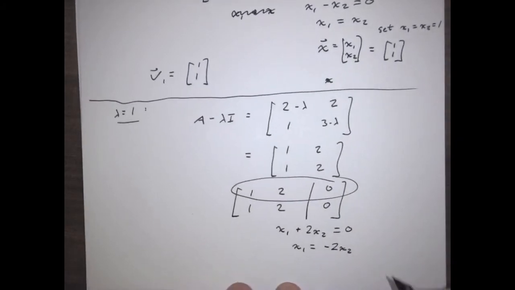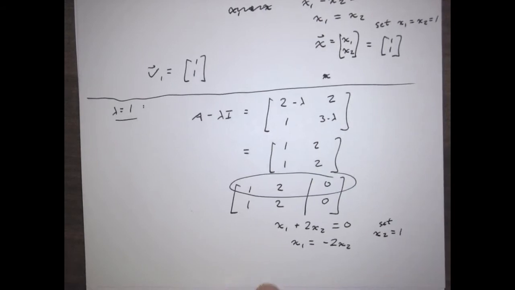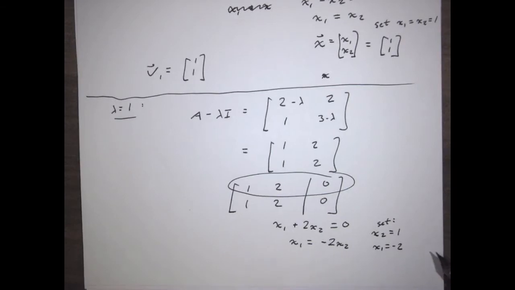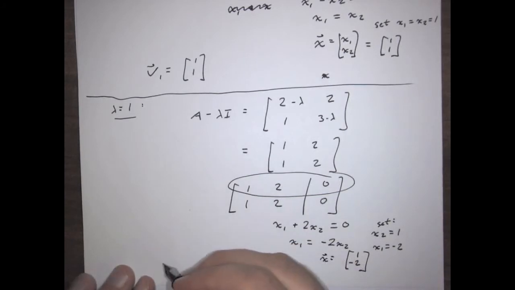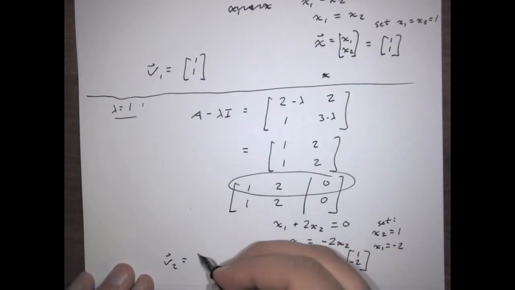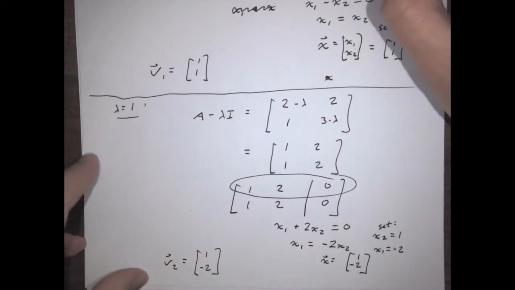So x2 is a free variable here, so we can set it equal to whatever we want. I can set x2 equals 1, and then x1 will equal negative 2. So then x is the vector 1, negative 2, which means that the eigenvector here will be 1, negative 2.